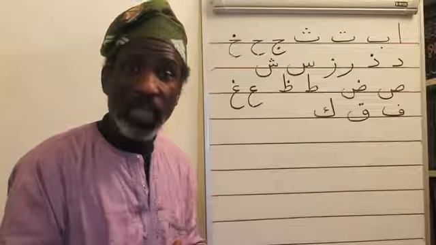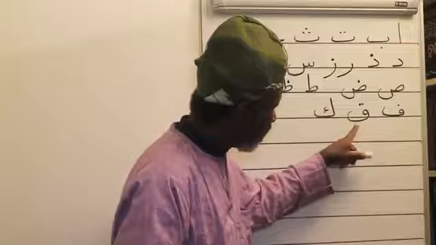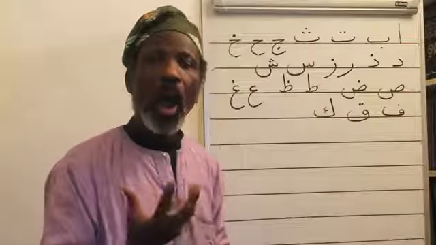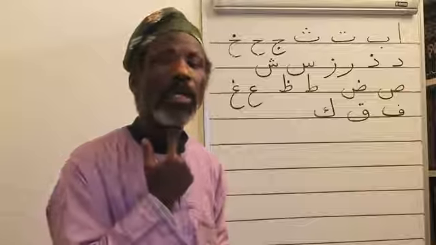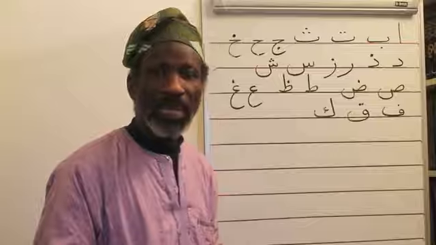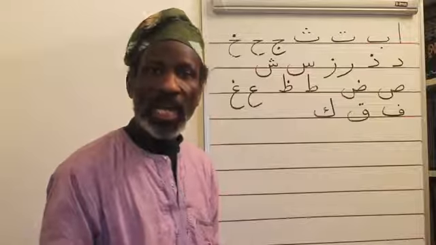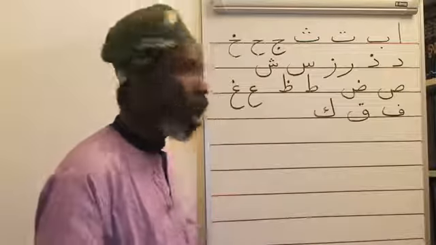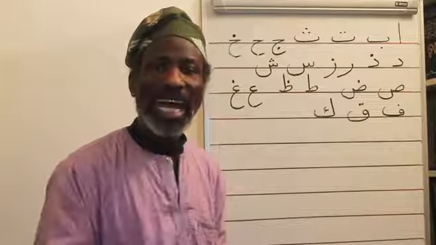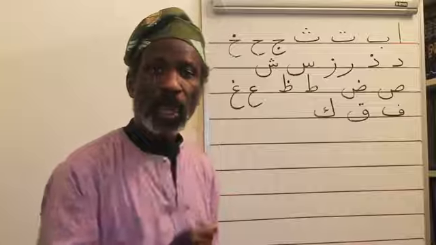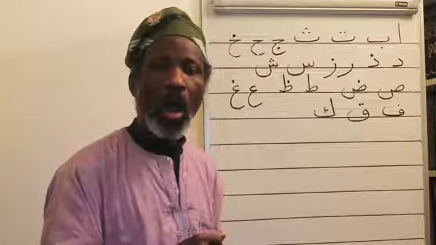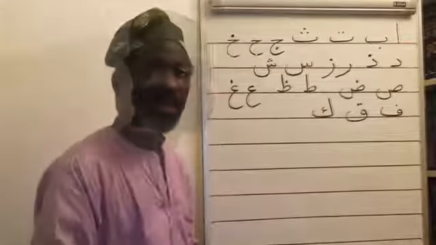Qaf. Now let's see the difference between this and this. This one is Qaf. It's coming from your throat here. But this one, Kaf, is very flat, like a 'k'. Look at the movement of the mouth. Ka. Well done.